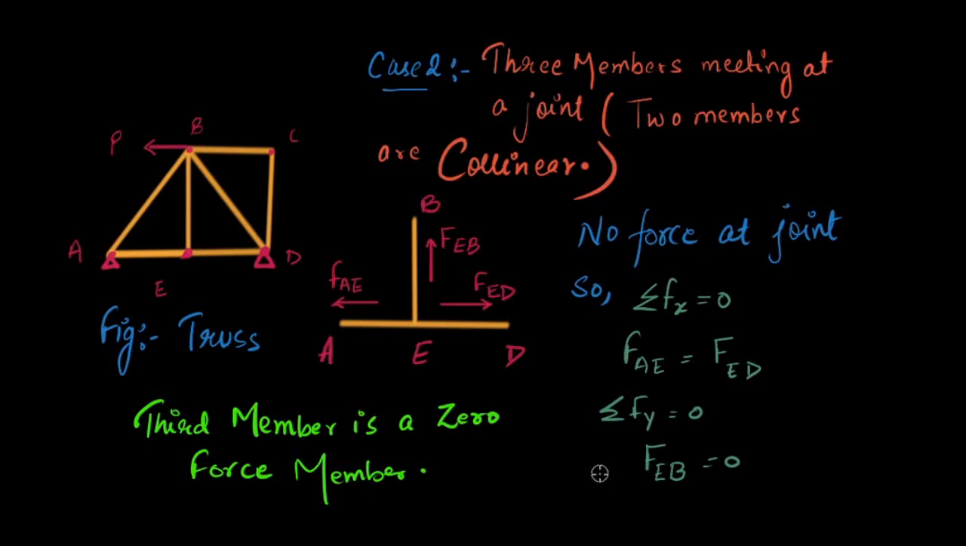So what do we conclude by this? If there are three members meeting at a joint where two are collinear, the third member is a zero force member. That is, in our case, BE carries zero force in the truss. Hence, these were the two cases that can help you simplify the problem and find the zero force members in the truss.